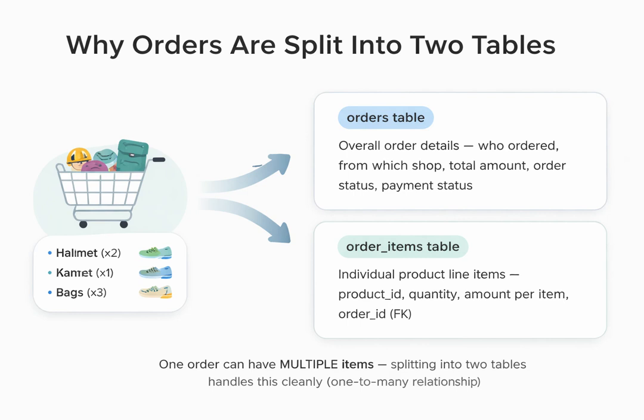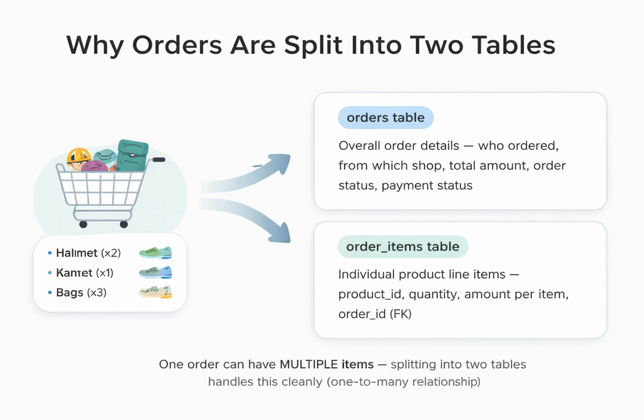When you place an order on any e-commerce site, you might buy a helmet, a pair of shoes, and a bag all in one order. If we stored the product ID directly inside the orders table, we could only link one product per order. That's a fundamental limitation. The solution is to split the order into 2 parts.